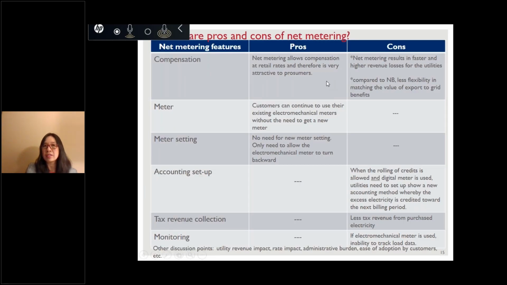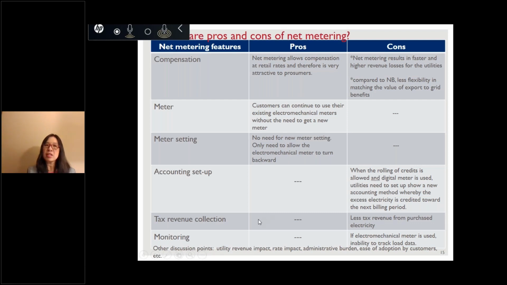There are pros and cons of net energy metering. Because the value of excess generation is at retail rate, it can be very attractive in many jurisdictions. But that can also result at the same time in higher and faster revenue losses by the utilities. And compared to net billing, it's less flexible in terms of setting the value of excess generation to match the actual benefits of that exported electricity.